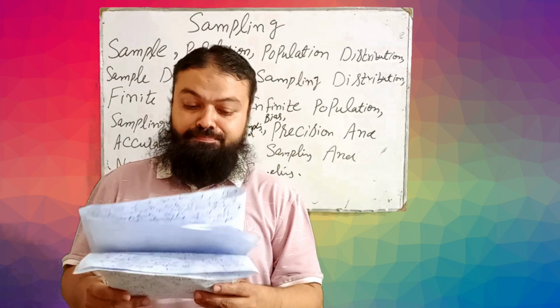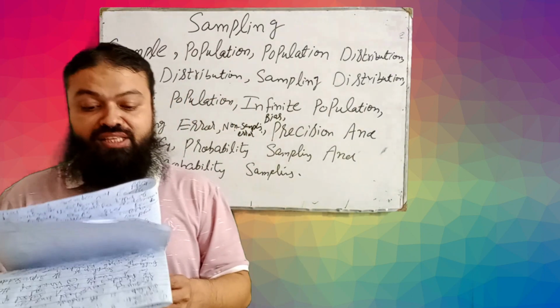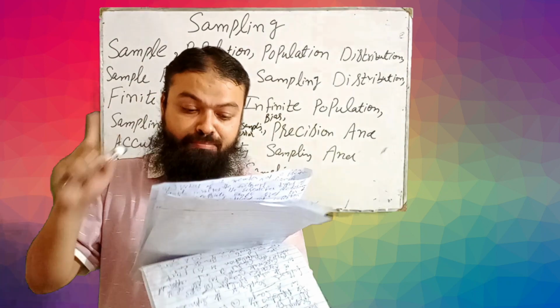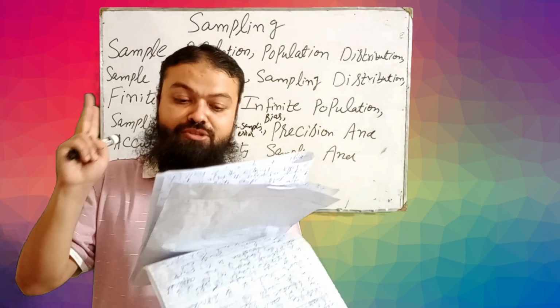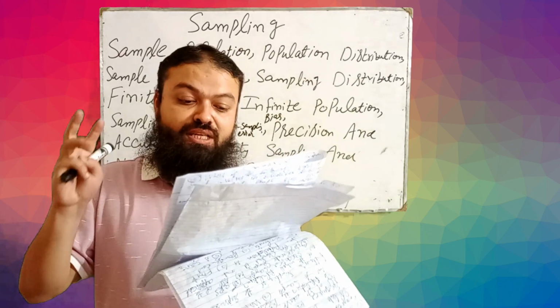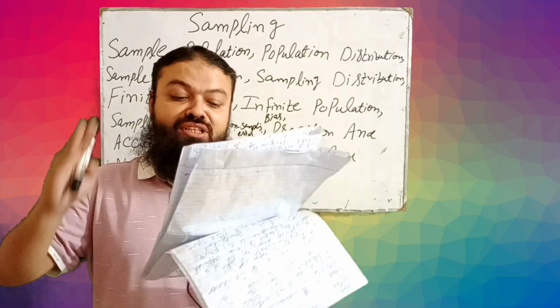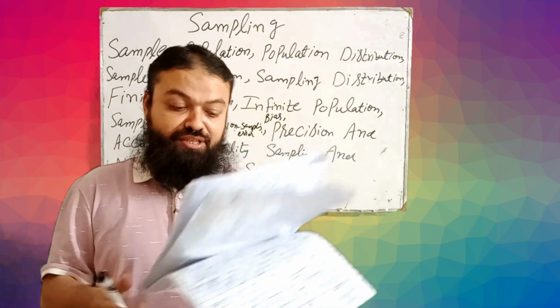Number 13, which of the following is the most efficient random sampling technique? Number 1, simple random sampling, no. Number 2, cluster random sampling, no. Number 3, systematic sampling, no. Number 4, proportional stratified sampling, that is the correct one.